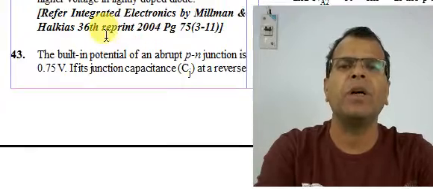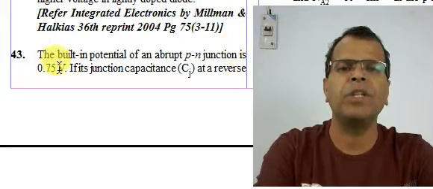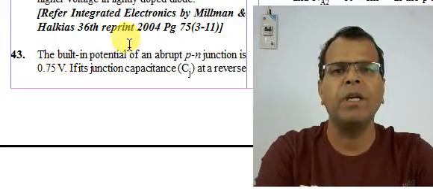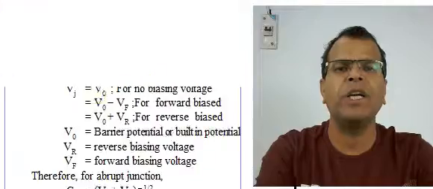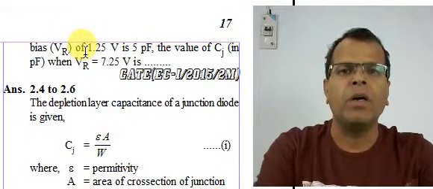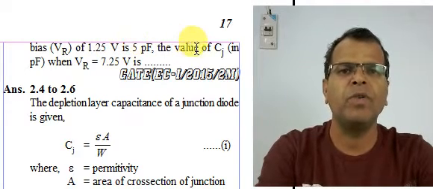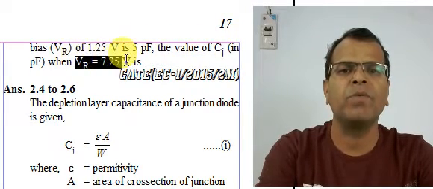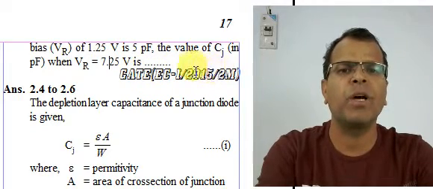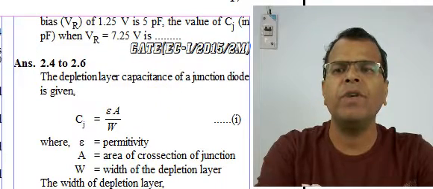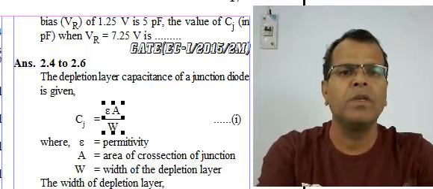Now let us see the next question. The built-in potential of an abrupt PN junction is given, that is 0.75 volt. Its junction capacitance Cj at a reverse bias of 1.25 volt is 5 picofarads. You have to find the junction capacitance when the reverse bias voltage is increased to 7.25 volt. That was a 2-mark question in GATE 2015, and this type of question we have already solved earlier.